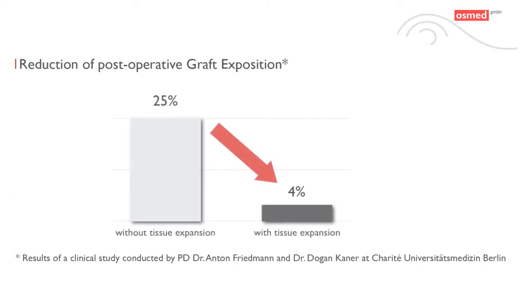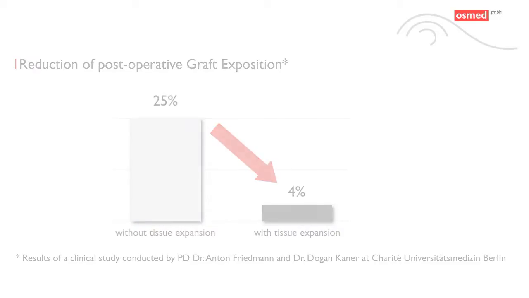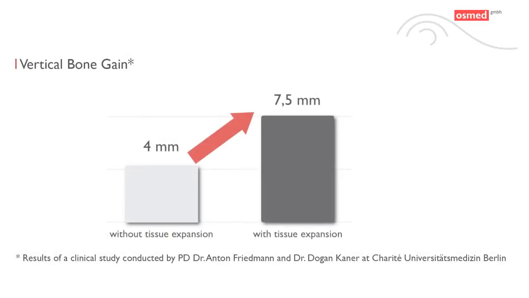The use of Osmed tissue expanders prior to the vertical augmentation of resorbed edentulous ridges reduces the mean incidence of post-operative graft exposition from 25 to 4%, and increases mean vertical bone gain from approximately 4 to 7.5 mm compared to augmentations without prior tissue expansion.